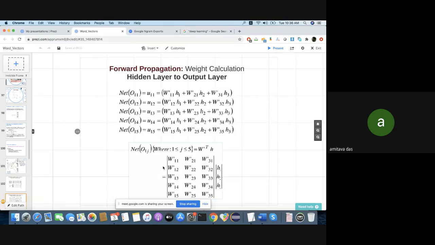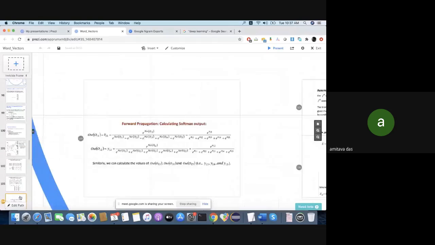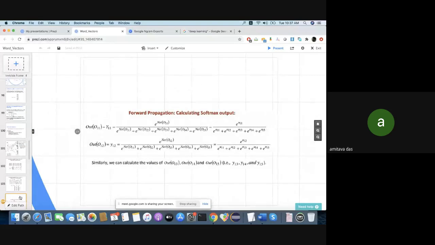Basically, we can rewrite this for any output Oj. What is j? j is the vocabulary size index. Here our vocabulary size is 5, so j will vary from 1 to 5. So basically it is W dash transpose H. Something of this sort will be our net weight for any cell in the output layer. I think this is understandable. Now we have this setup.